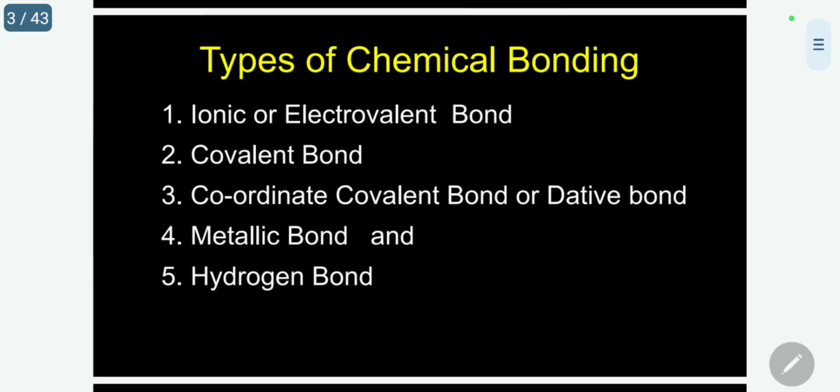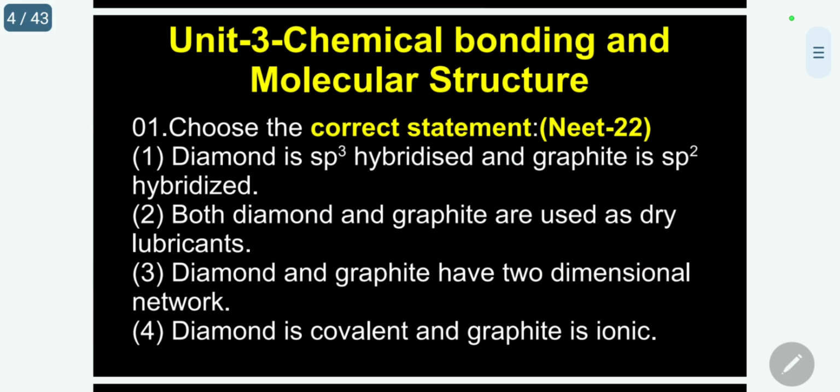Number 3, coordinate covalent bond or dative bond. Number 4, metallic bond. And number 5, hydrogen bond. These are the subtopics we have to study well, then only we will be able to answer the questions asked in the NEET exam. The first question I am going to discuss was asked in NEET 22.